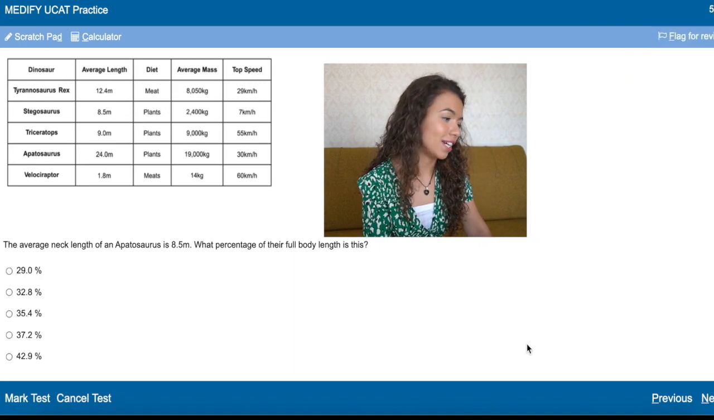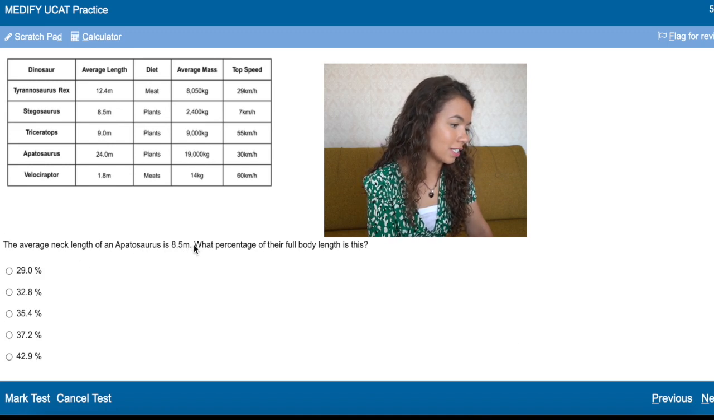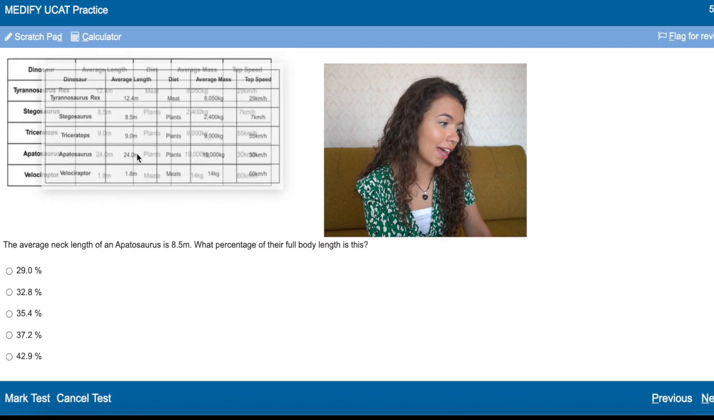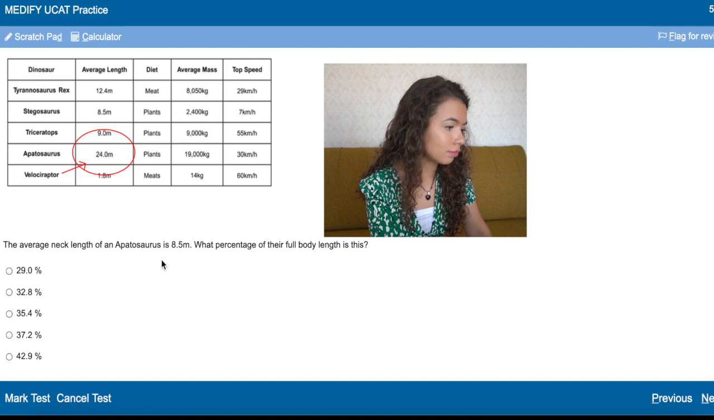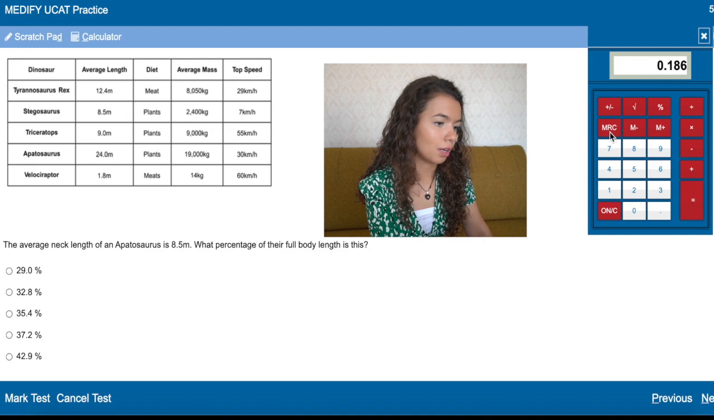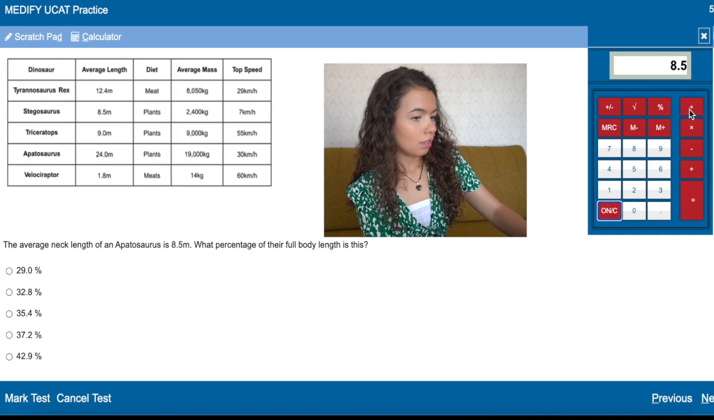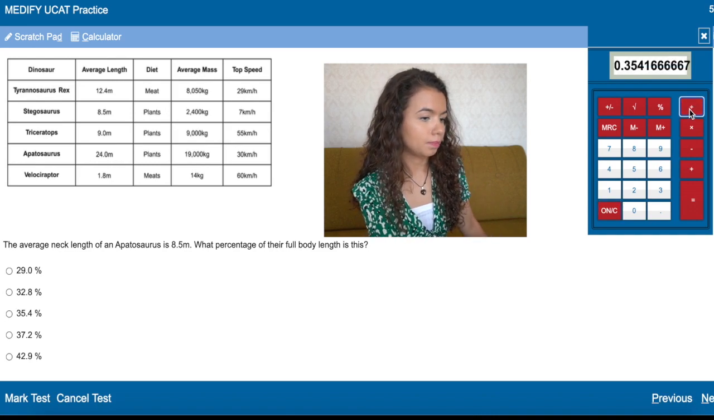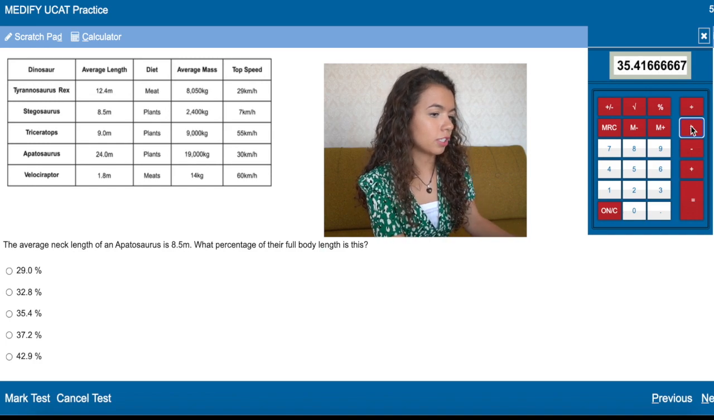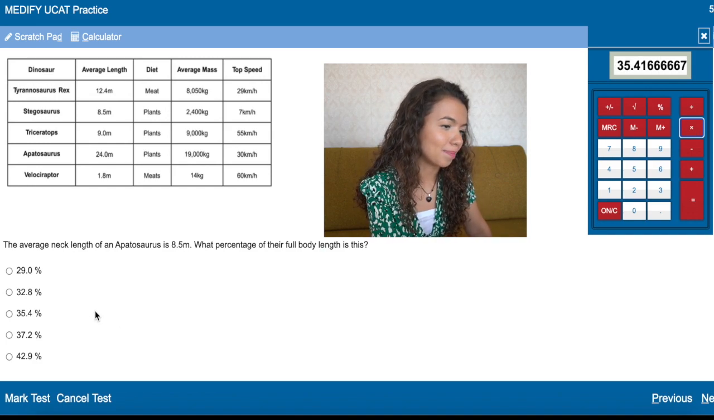The next question reads, the average neck length of an Apatosaurus is 8.5. What percentage of their full body length is this? Okay, so from the table we can see that their average length is 24. 8.5 divided by 24, multiplied by 100 to give you a percentage, or you can do that in your head, is 35.4%. Just double check, so it says what percentage of their full body length is this? Yeah, that's what we've just calculated.